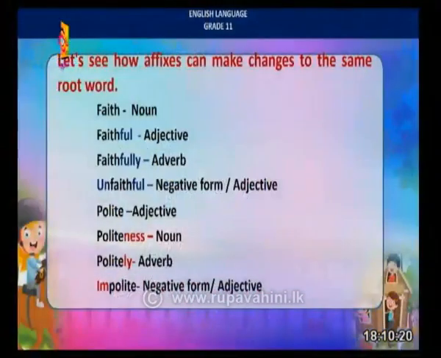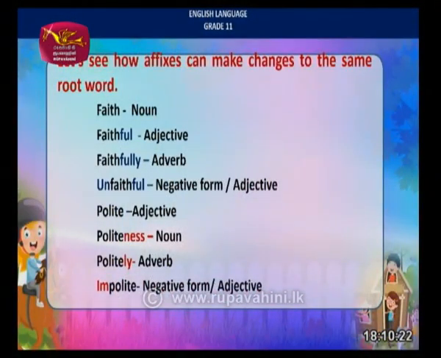Right, we do have a few more words to discuss. The next word we have chosen for you is polite. Right, take a look at the slide now. Polite is an adjective. When you add ness to polite, it becomes politeness. That is the noun form of the root word polite. And when you add ly, it becomes politely, which is the adverb of the root word polite.